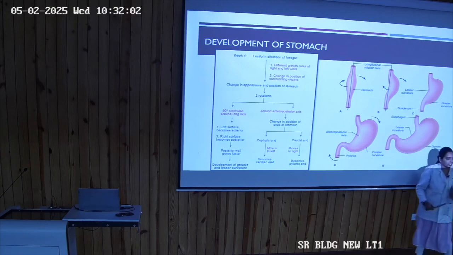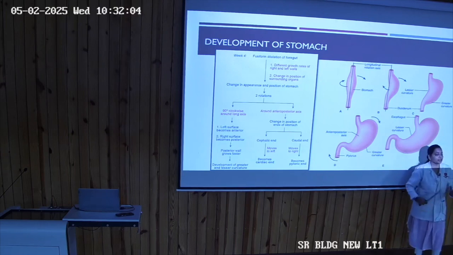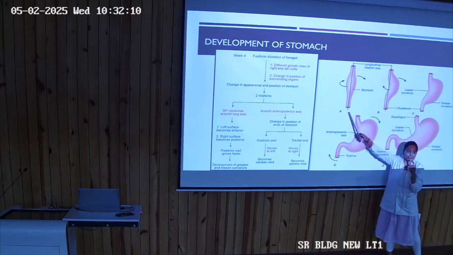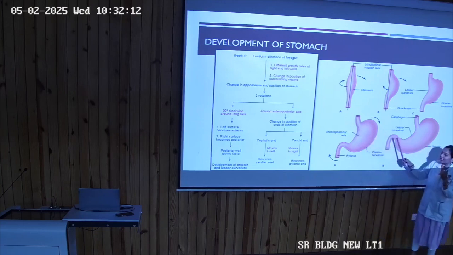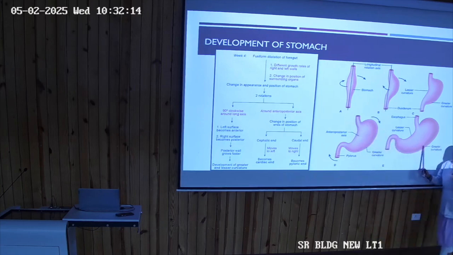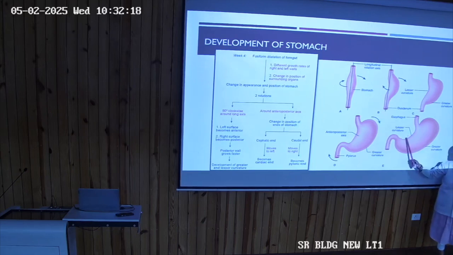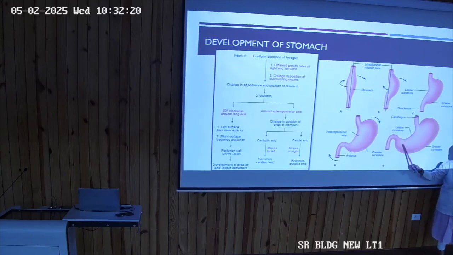Also the anterior surface of the stomach grows more rapidly as compared to the posterior. We are talking about the initial stage, so that the anterior border becomes the greater curvature and the posterior border becomes the lesser curvature of the stomach. Because of the difference in the growth rate, one becomes the greater and the other becomes the lesser curvature.